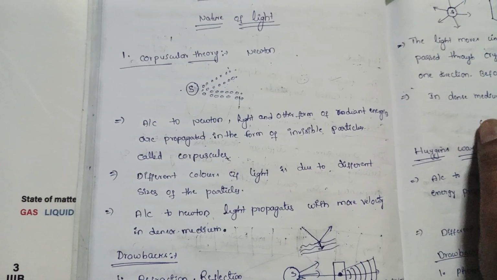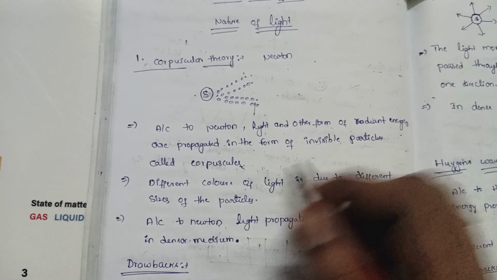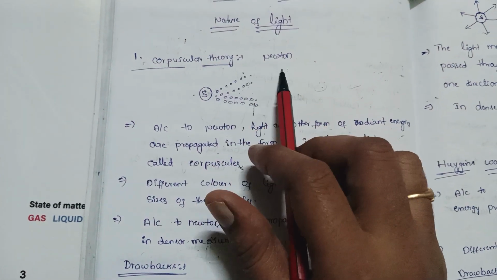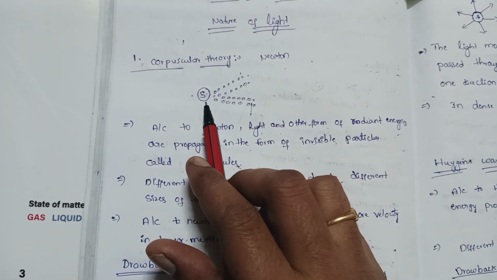Today we are going to discuss the nature of light. First one is corpuscular theory. It was proposed by Newton. It is the source of light.